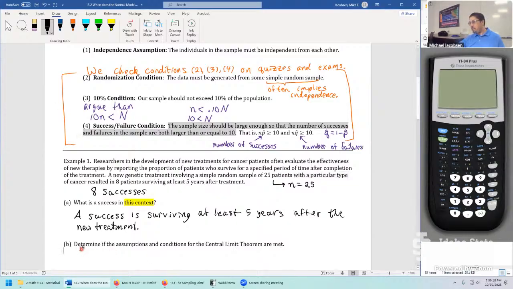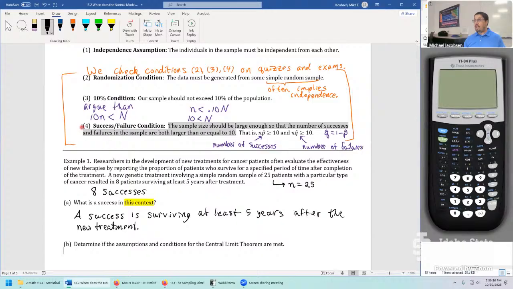So it says in part B, determine if the assumptions and conditions of the central limit theorem are met. That's these 4 assumptions right here. But the ones we'll specifically check as a quiz problem or an exam problem would be conditions 2, 3, and 4. We can't be sure on the independence assumption, but if everything goes right, it's reasonable to assume that it is true. Under rare conditions, even when conditions 2, 3, and 4 are satisfied, you can violate independence.